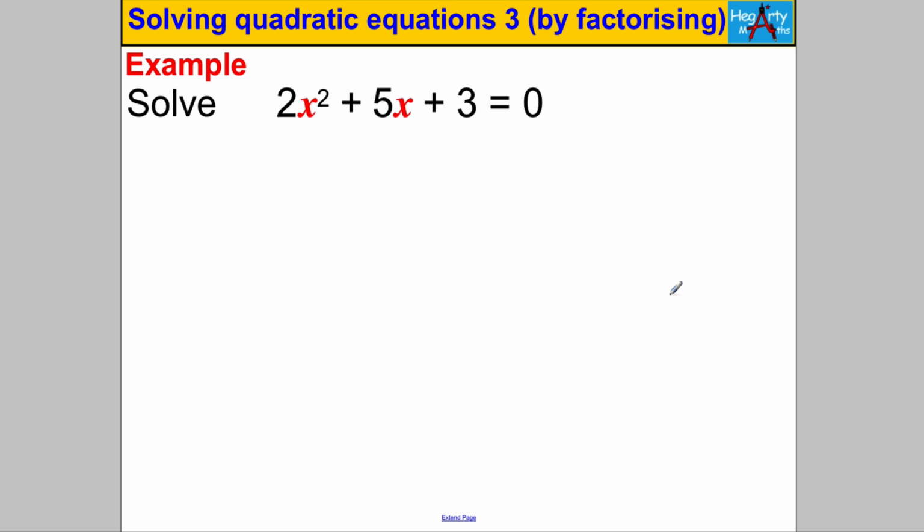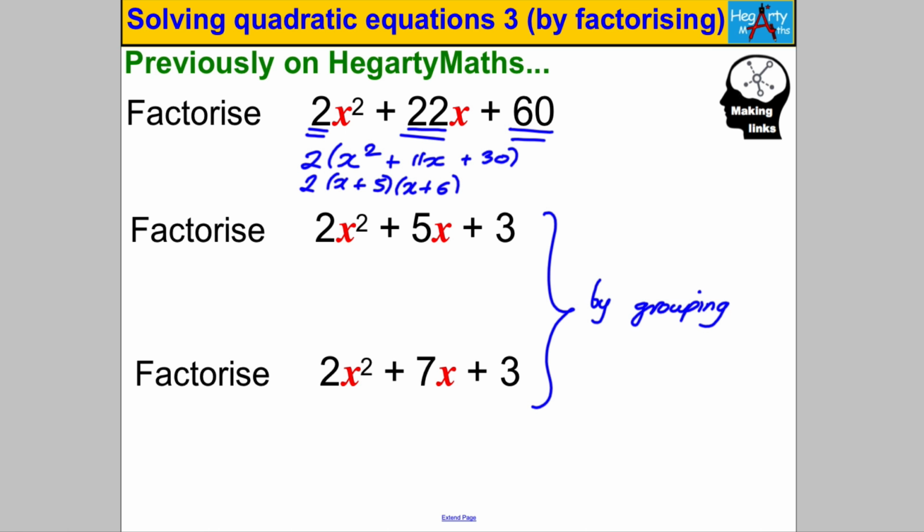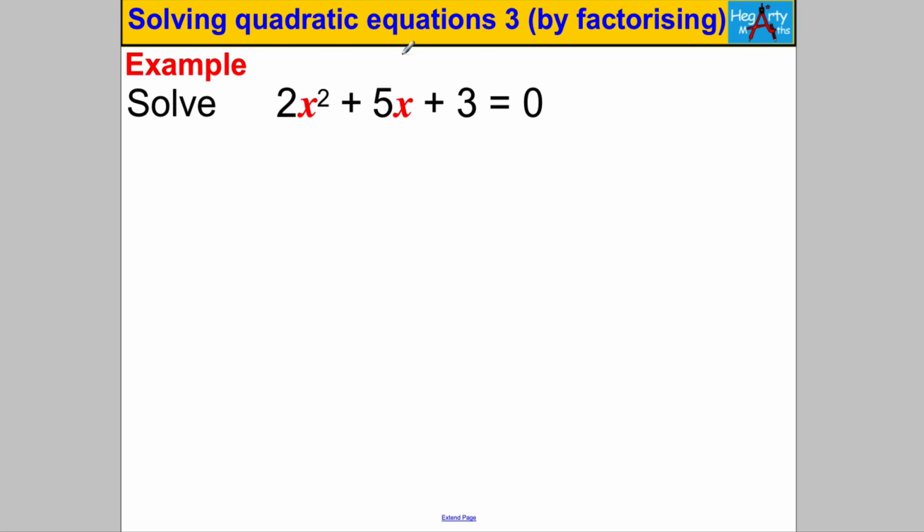We're asked to solve 2x squared add 5x add 3 is equal to 0. Now I can't just divide a 2 out here and do the same old trick I did in this first example. I've got to factorise this by grouping. So that takes a bit of time. Maybe let's go over here and do the working here. So we're trying to factorise 2x squared add 5x add 3. Remember when we did that, the first step was to do 2 multiplied by 3.